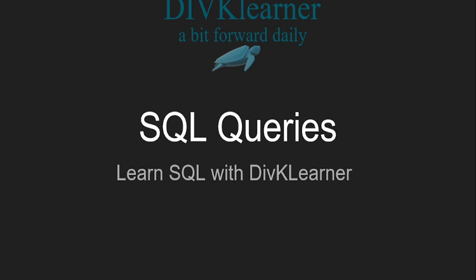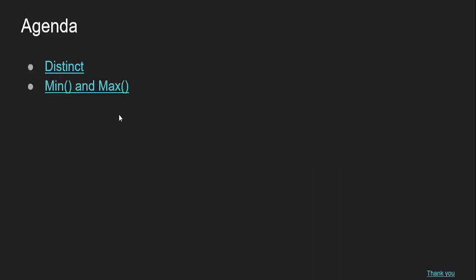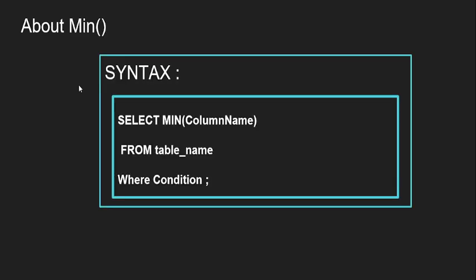So let's get started. Our today's agenda is the min function and the max function of SQL. The min function is basically used to retrieve the smallest value from the column you have mentioned. Look at the syntax: select min function, and here I have to write the name of the column from which you want to retrieve the smallest value, from the table name from which you want to retrieve that column, and if you have any condition you can write the condition also.